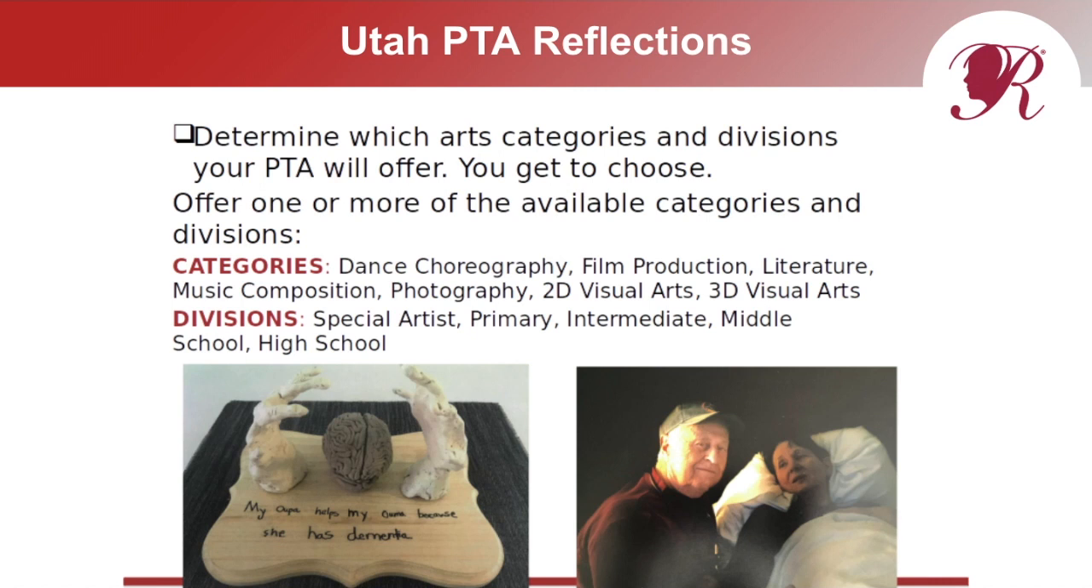So as you're getting ready to launch your program, first you need to decide which arts categories and divisions your PTA will offer. You get to choose. You can offer one or more of the available categories and divisions. Our categories are dance choreography, film production, literature, music composition, photography, 2D visual arts, and 3D visual arts. The divisions are special artist, primary, intermediate, middle school, and high school. I'll explain more about those later.